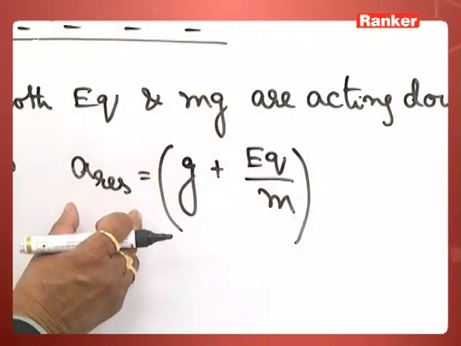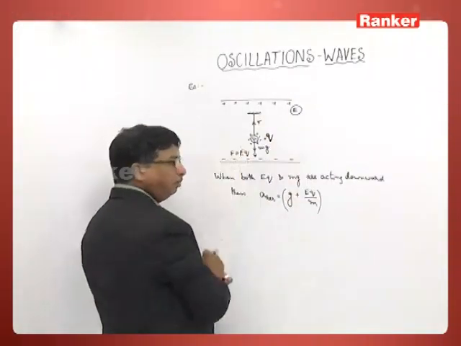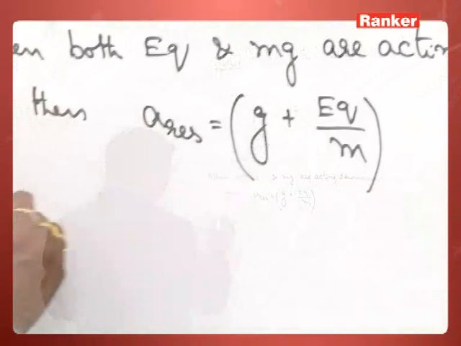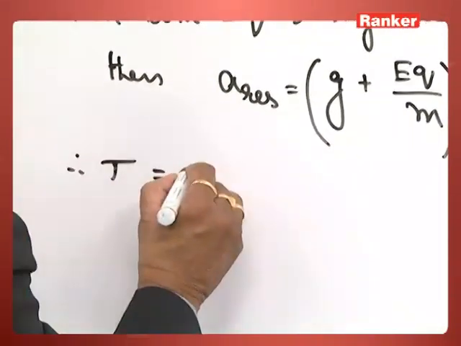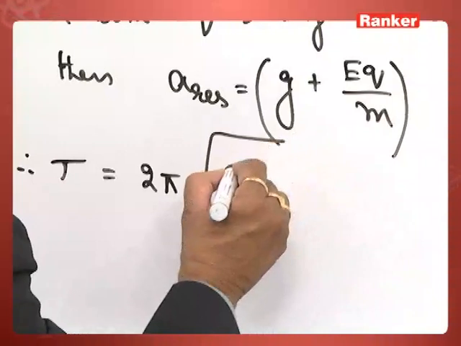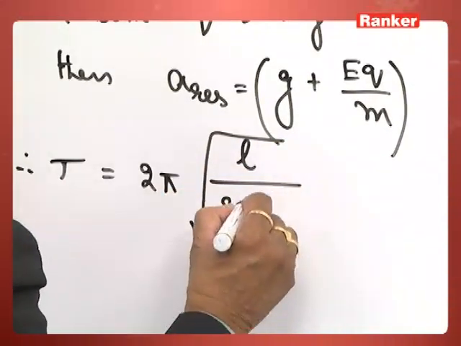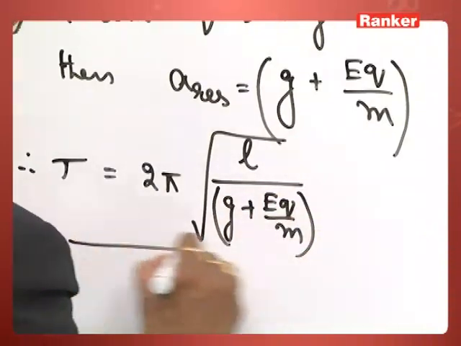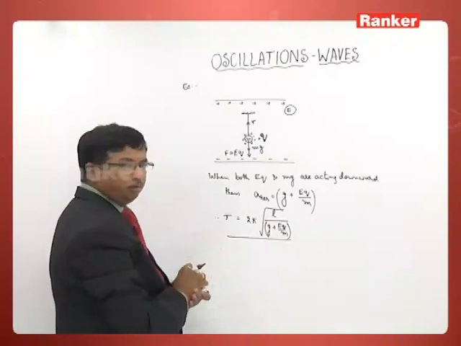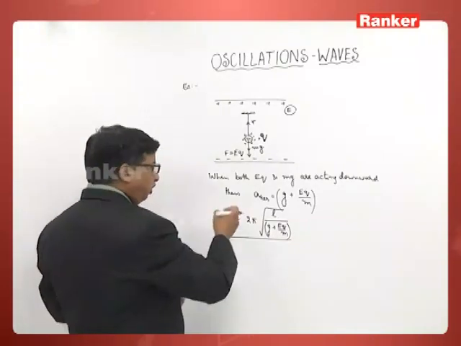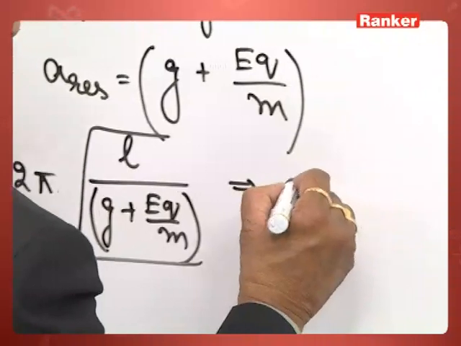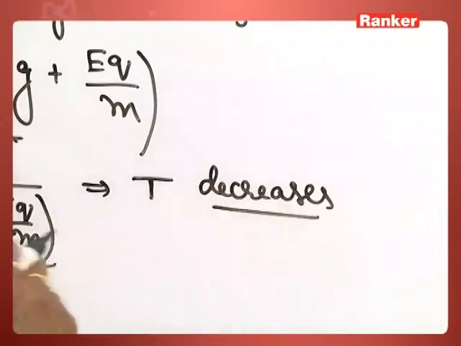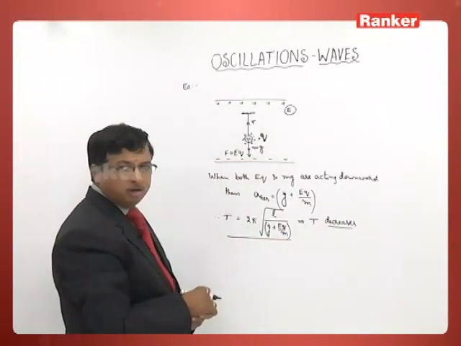So, what would be the effective or resultant acceleration of that bob now? It is g plus EQ by m. Therefore, the time period is equal to 2 pi under root L by g plus EQ by m. This is the formula by means of which you can calculate the value of time period. But one thing you definitely can understand from this formula, time period decreases because the denominator is increasing here, then automatically the value of time period decreases.